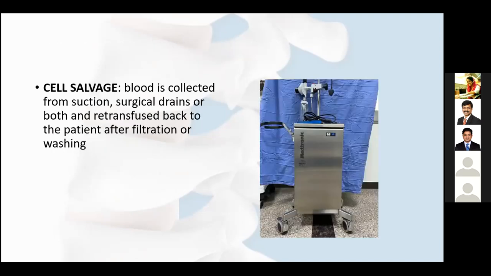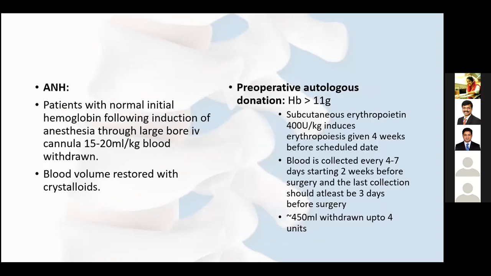So the cell salvage, this is the cell saver machine which we have in our institute. The blood is collected from suction, surgical drains or both, and retransfused back to the patient after filtration or washing. So acute normovolemic hemodilution: the patient with normal hemoglobin, following induction of anesthesia, through a large IV cannula, 15 to 20 ml per kg blood is withdrawn. The blood volume is restored with crystalloids, and later this collected blood is transfused to the patient either at the end of the procedure or when there is going to be blood loss.